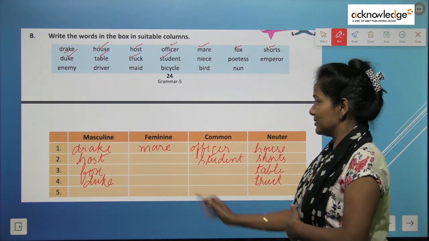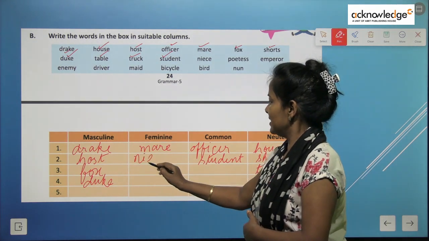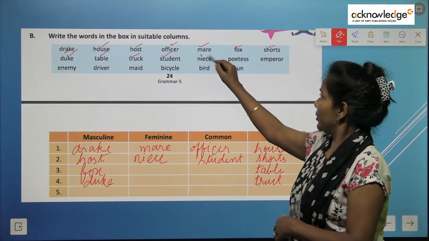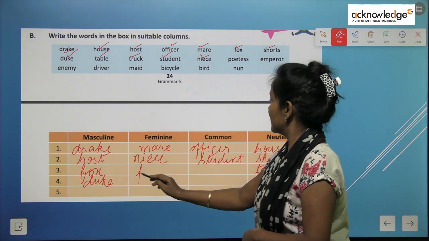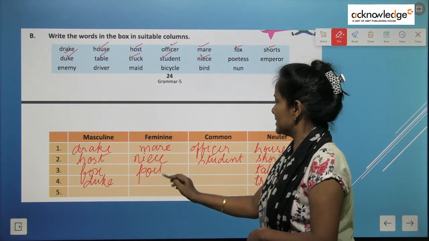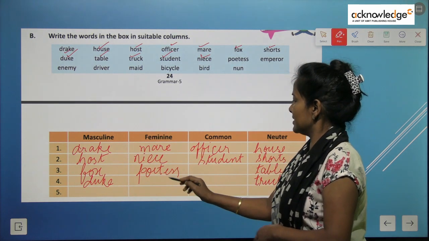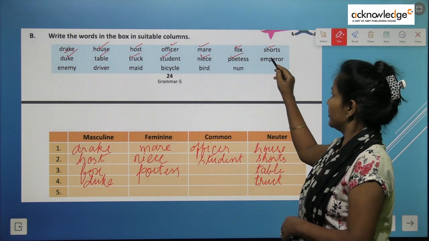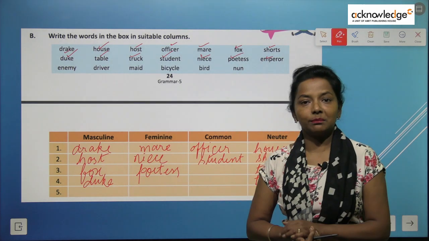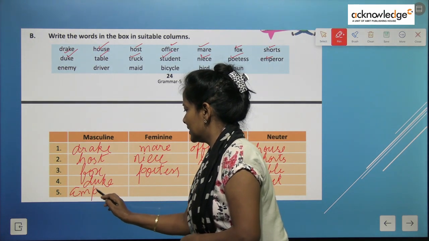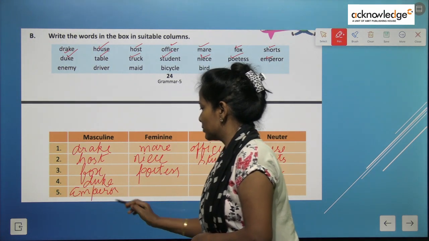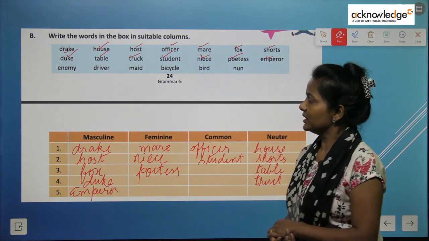So niece is a feminine gender. N-I-E-C-E, niece. Poetess. Poetess is again a feminine gender. The masculine gender of poetess is poet. So poetess is feminine gender. Emperor. Emperor is masculine gender. The feminine of emperor is empress. So emperor is a masculine gender.